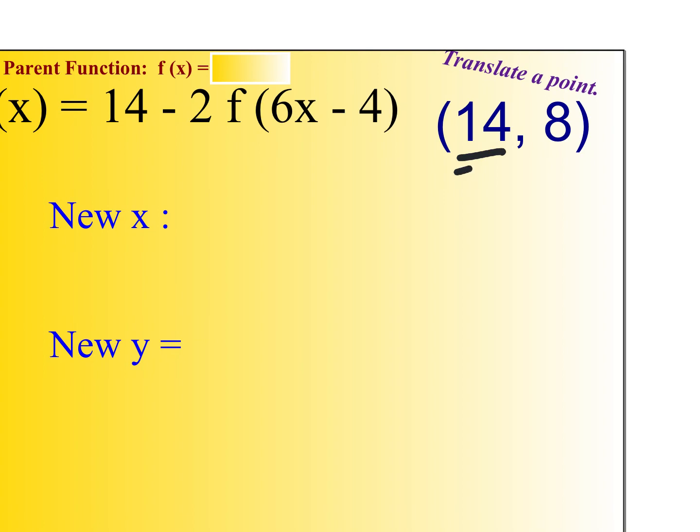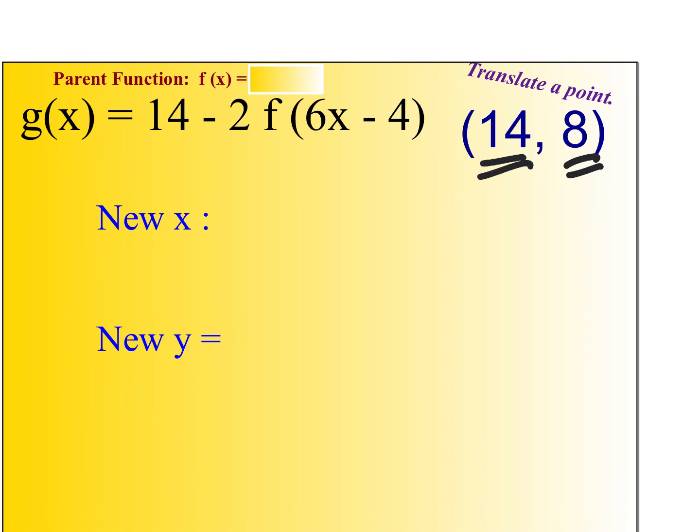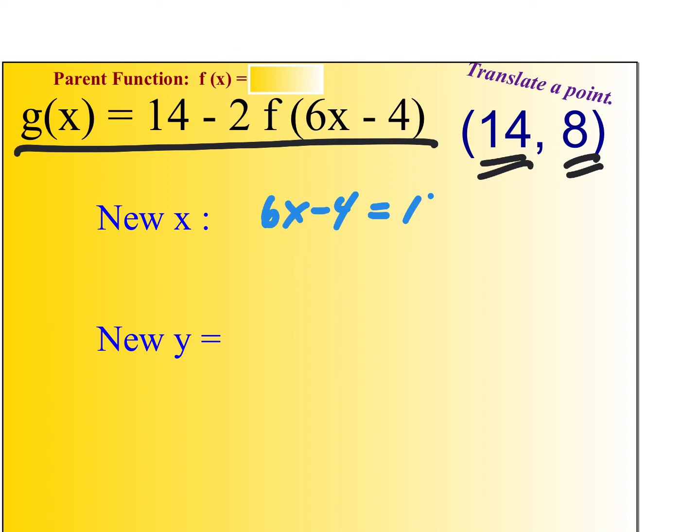I got my x, I got my y. Geo, which one's the x? X is 14. And the 14 goes with which part of this black function here? If you write in parentheses 6x minus 4, 6x minus 4 is equal to 14. And then you solve. I know you can all solve that. That's the easy part. Just try to remember you set the inside.